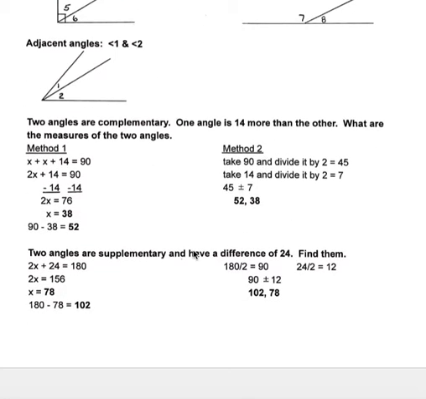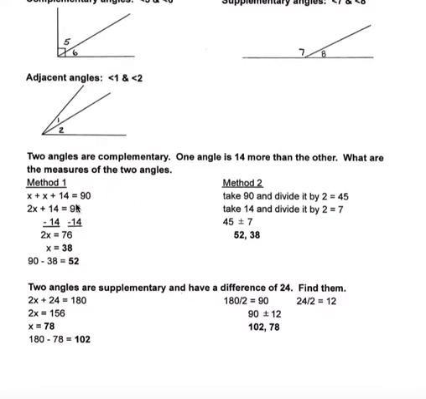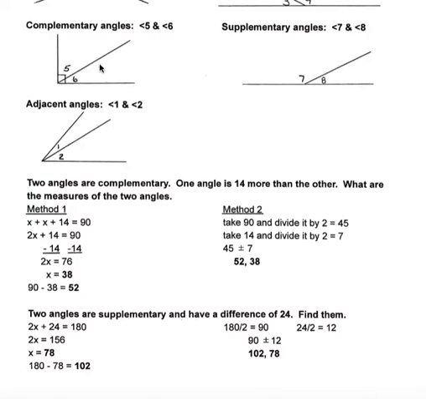Now, changing boats in the middle of the stream here. We have 2 different methods for finding angles when we're given a wacky word problem. 2 angles are complementary. First of all, you got to stop right there and figure out, what does complementary mean again? Comp is 90, so they're going to add up to 90.